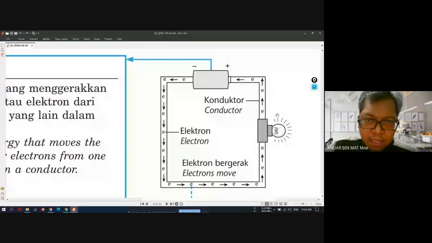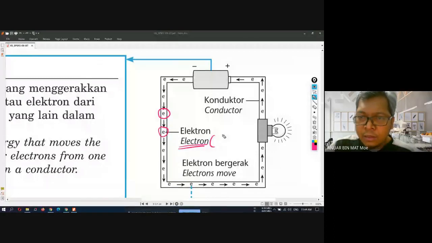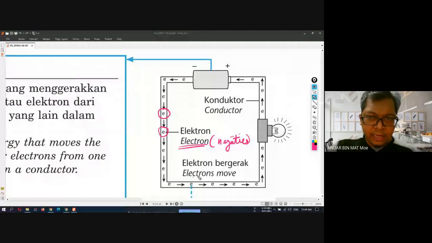Can you see the symbol E over here? E means what, class? Electron. Very good. Is an electron a positive or negative charge? Negative. Yes, very good. So, an electron is a negative charge. The negative charge moving inside a circuit, we call it current flow. There is a current when electrons move. When the electrons move, we can say they carry the current, and it has voltage also. Do you understand this? All right, next one.